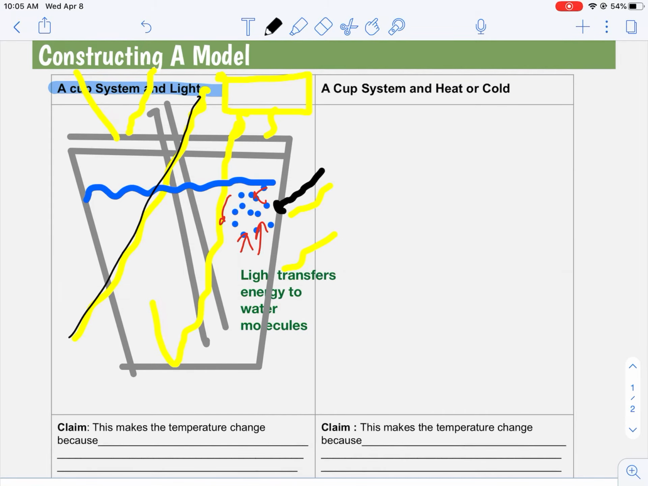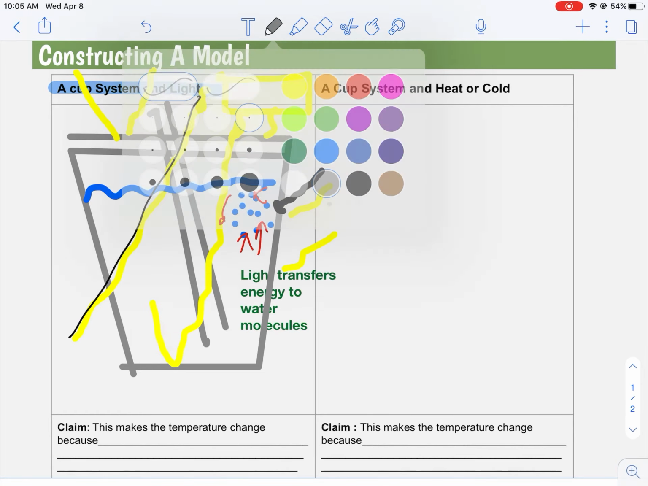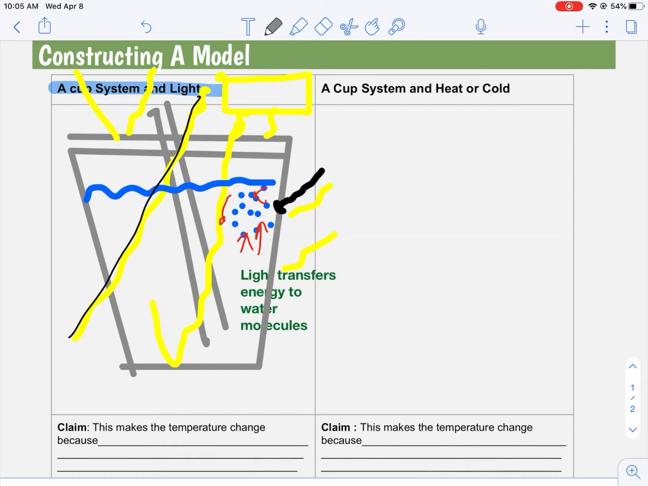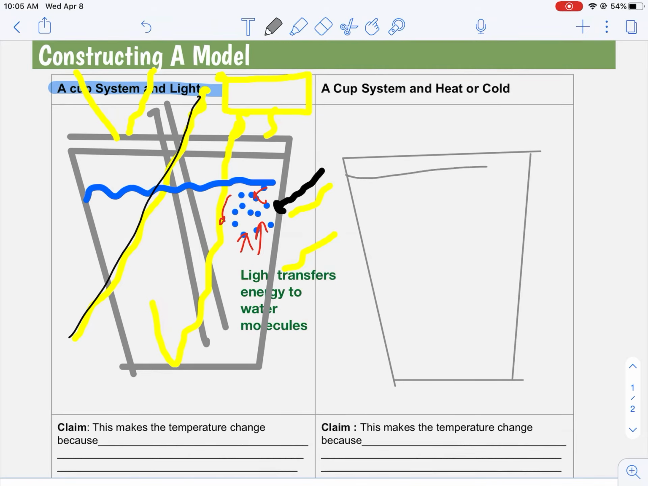All right, our second model is going to be about how does heat or cold influence our cup system. So I'm going to draw another cup here. Make this one a little narrower so we have more space. Put my lid on here, straw.